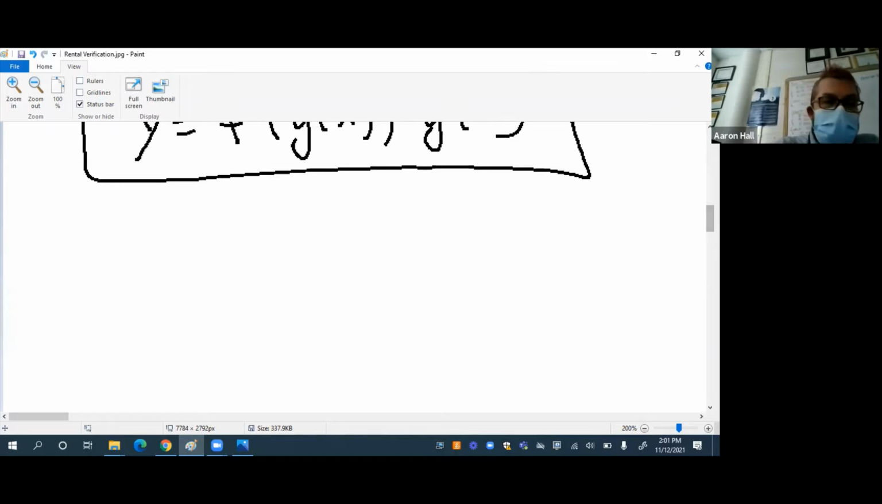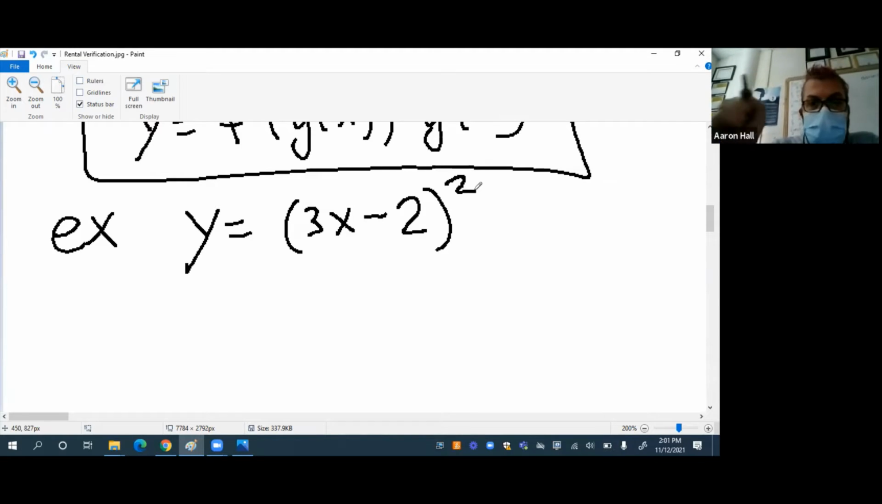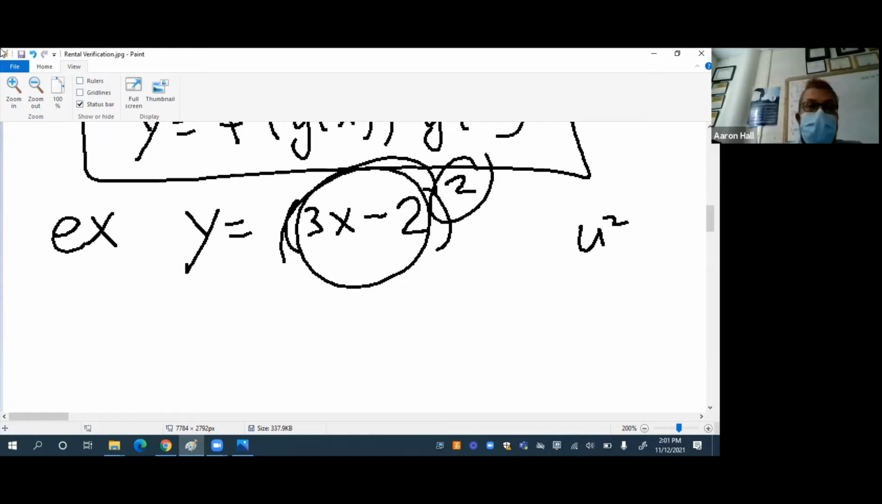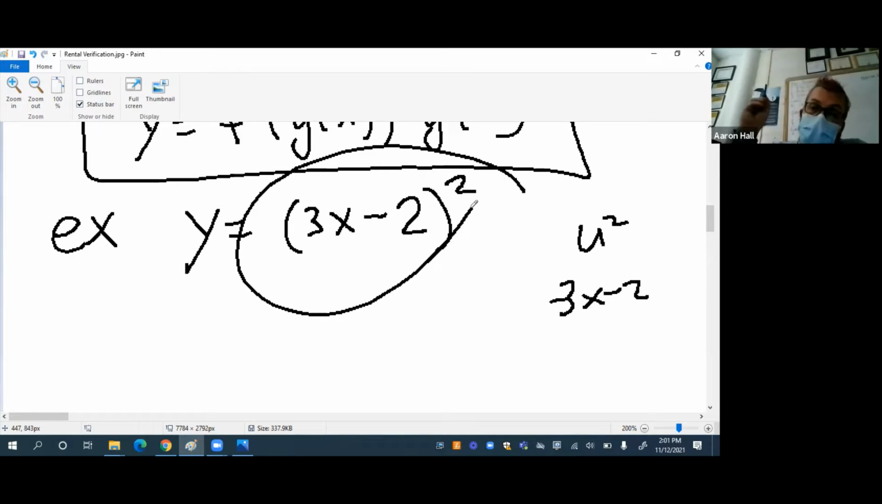Let's say that I have an example like this, where I have y equals, in parentheses, 3x minus 2, to the power of 2. Do you recognize an outer function? Yeah, it's just u squared, right? It's this value here squared. That's the outer function. And the inner function is the 3x minus 2, right? We have an outer function, the u squared, and we have the inner function of 3x minus 2.